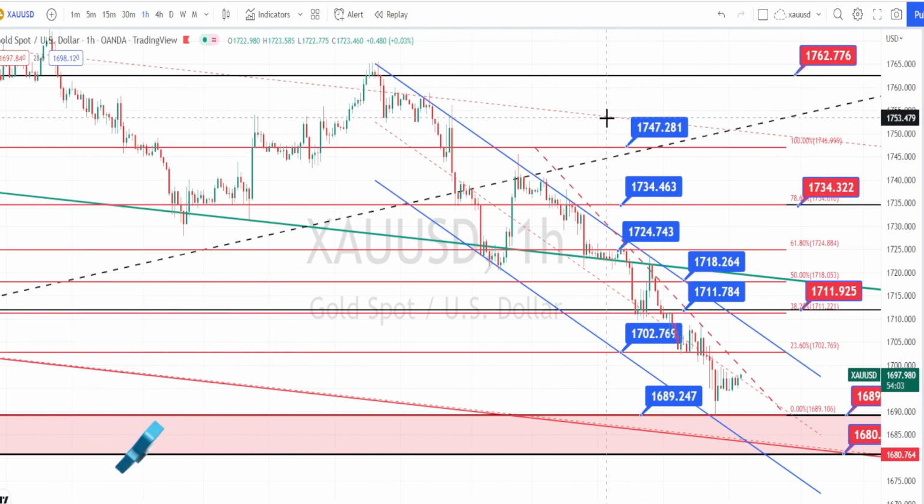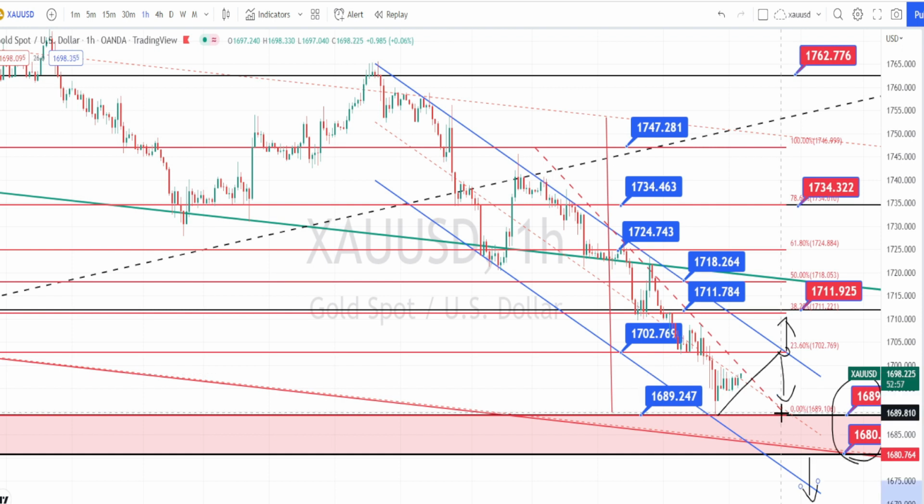So the values within these blue color boxes are the resistance and support levels for the hourly time frame. Currently we are noticing a little bit of retracement in the hourly time frame. Wait for the price action to break this resistance line in order to continue trading on the bullish side retracement, or wait for the price action to bounce back on the bearish side in order to take trades on the bearish side trend. Let us do the analysis in the 30 minutes time frame.